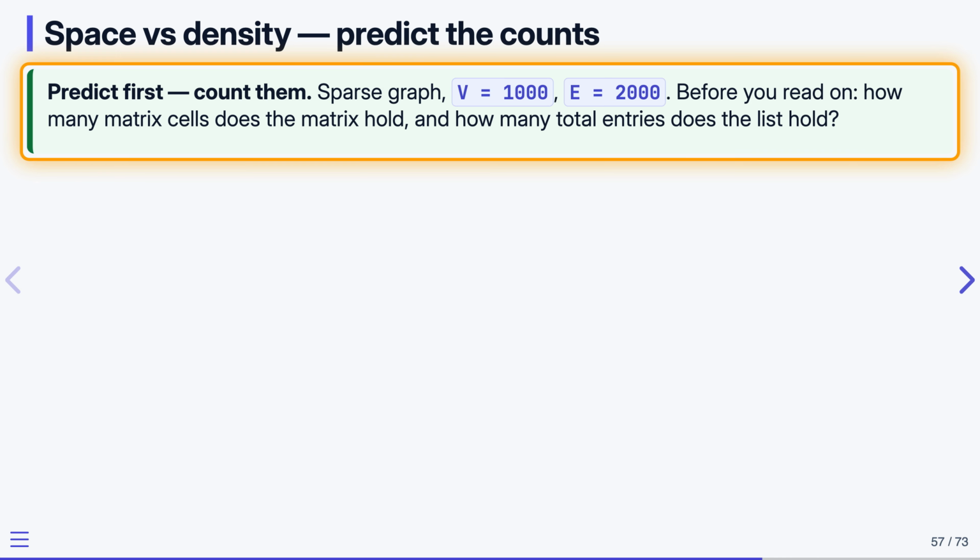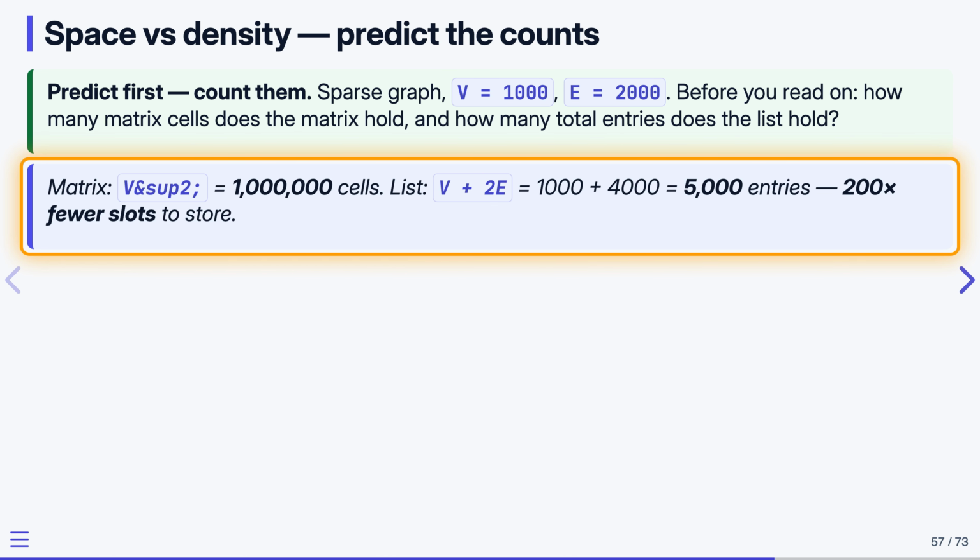Predict first. A sparse graph with V equal to 1,000 vertices and E equal to 2,000 edges. How many cells does the matrix hold, and how many total entries does the list hold? Pause and work it out. Here is the answer. The matrix holds V squared, which is 1 million cells. The list holds V plus 2E, which is 1,000 plus 4,000, so 5,000 entries. That is 200 times fewer slots to store.